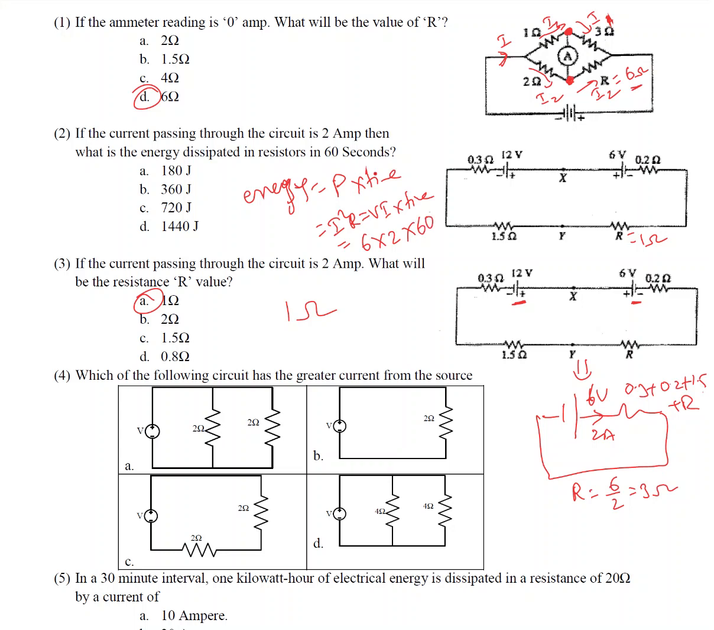So what is this? 12 times 60, 720 watt second. This is in watt and this is in second. Watt second is nothing but joules. So 720 joules.